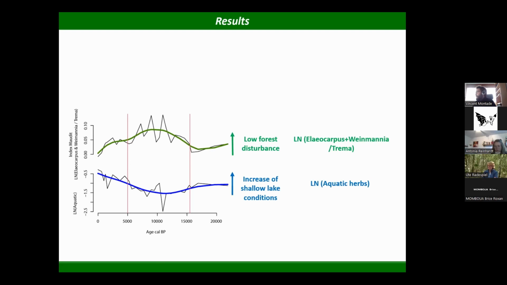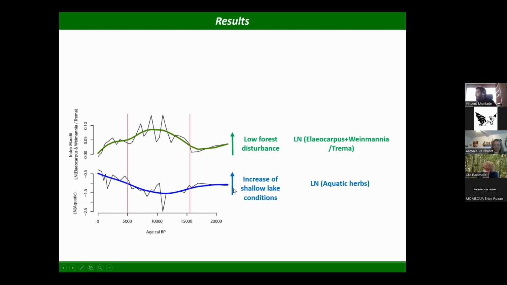So this is what I tried to do here, with the ratio between Elaeocarpus and Weinmannia, which normally correspond to big trees in the mountain rainforest, humid rainforest, showing really wet condition, against Trema, which is a pioneer tree taxon and is quite typical of forest disturbances in this kind of vegetation. And this ratio was normalized with the logarithm.